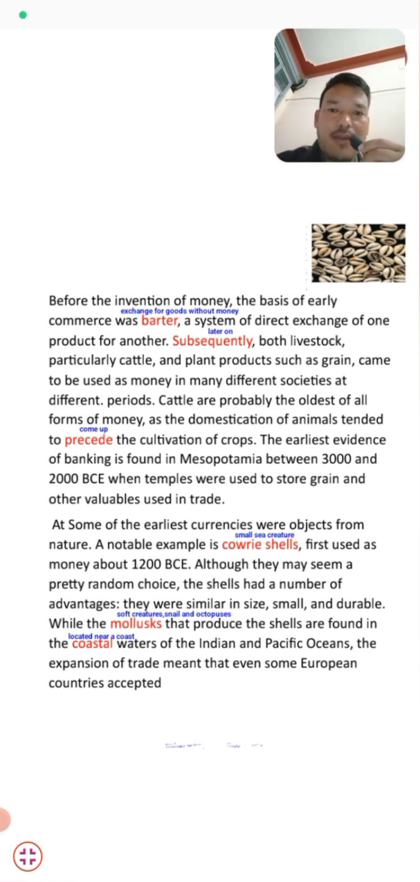This system was developed before the invention of money. Before, there was no money. People traded goods directly with each other.